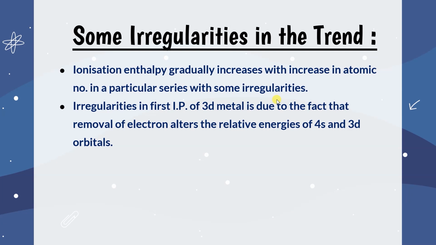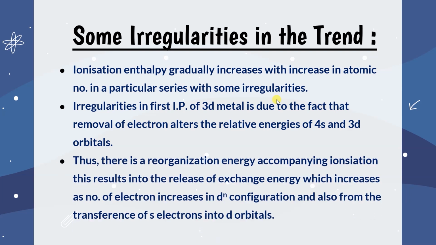It comes because of that removal of electron. If we remove an electron, then the energy of 4s and 3d is almost the same. So that's why irregularities come in between them. Okay, thus there is reorganization energy accompanying ionization.